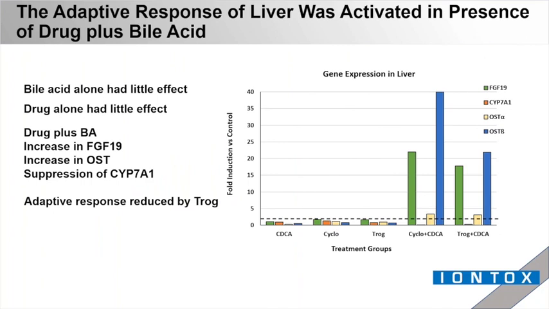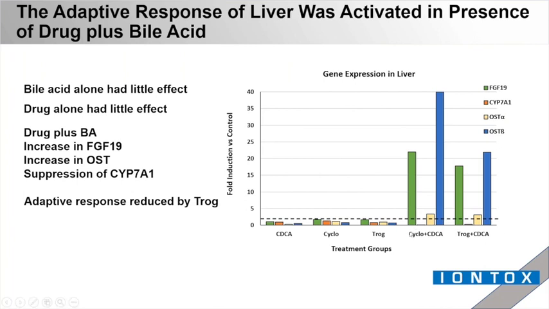So then we looked at whether or not the adaptive response in the liver was activated or not in our system. And what we see is bile acid alone or drugs, cyclosporin and troglitazone alone, had no effect on the fold induction of the genes we looked at. So we were looking at the FXR-related genes, FGF19, CYP7A1, OST alpha, and OST beta. And this black dotted line here is a twofold induction, which is what is considered to be a biologically relevant induction of genes in a qPCR system.